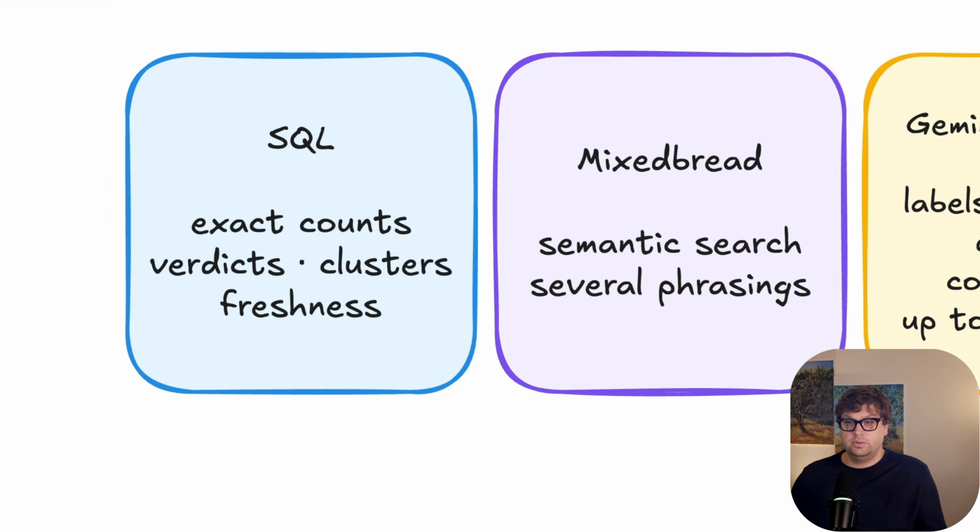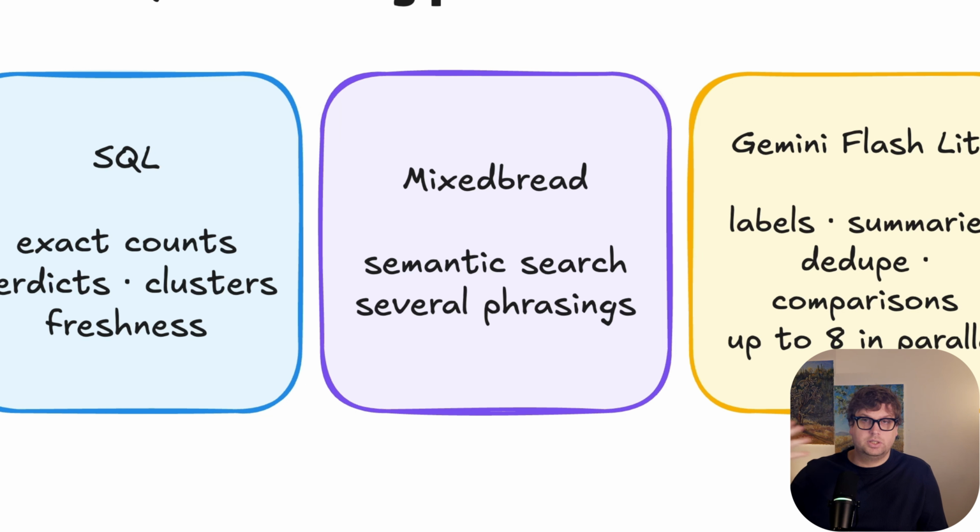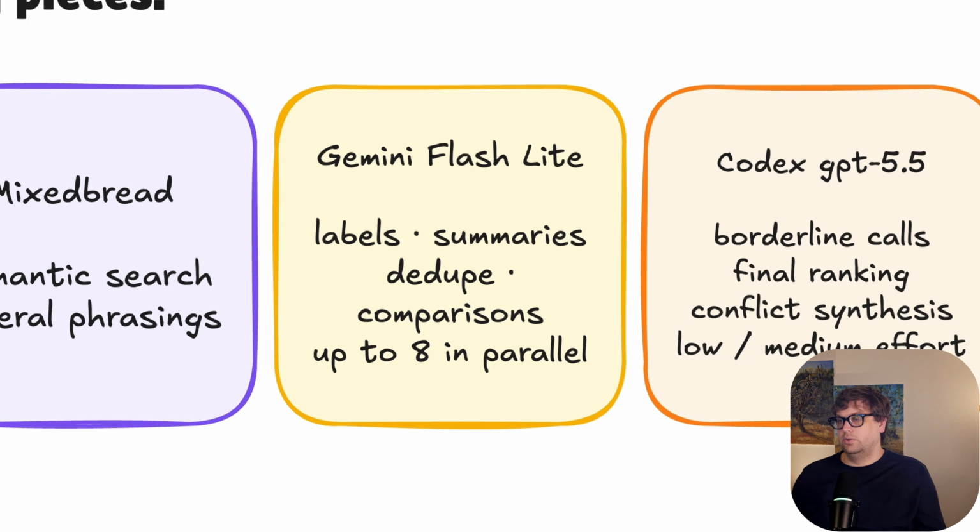SQL is going to count, look for the clusters, look for the dates, like what's recently being asked versus old. Mixedbread is going to try and find similar things based on phrasings. It's also mentioned it's used for cosine clustering. Gemini is going to dedupe and do label and summarize things.